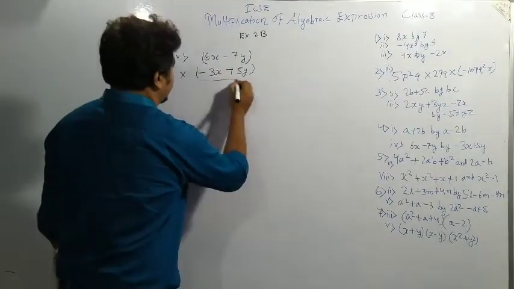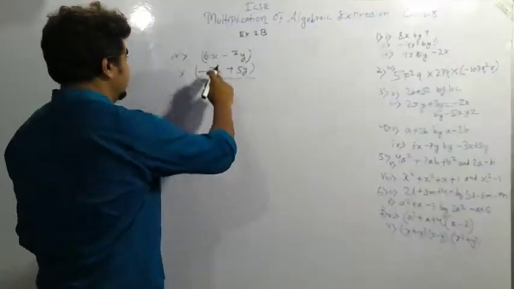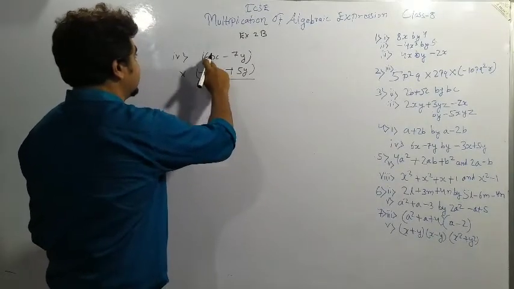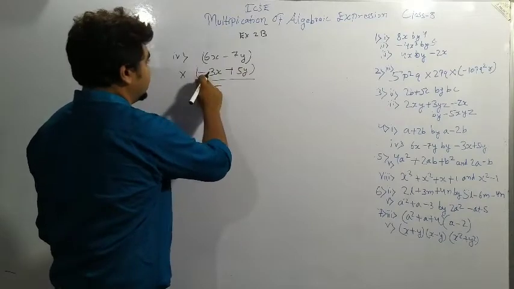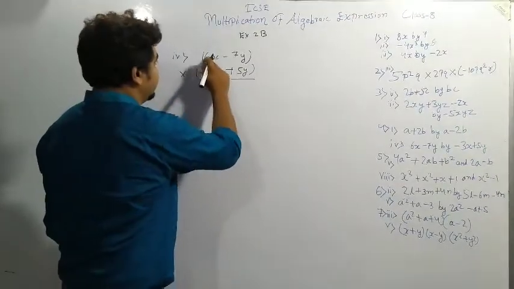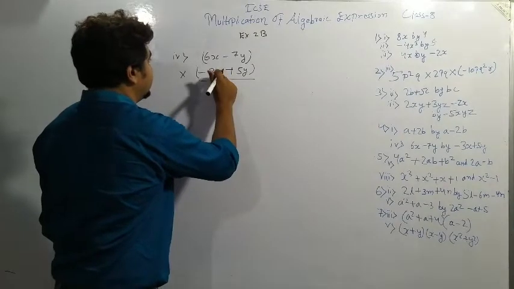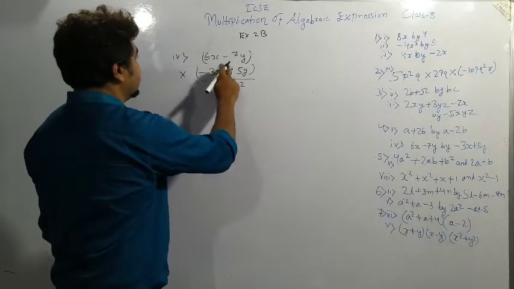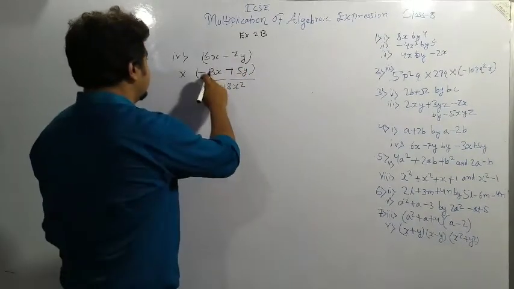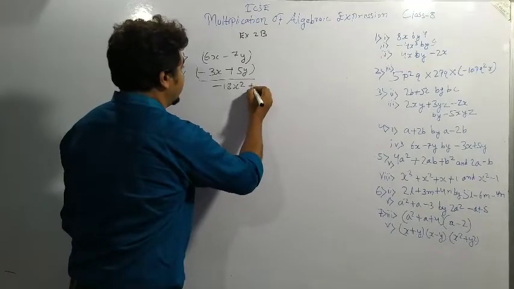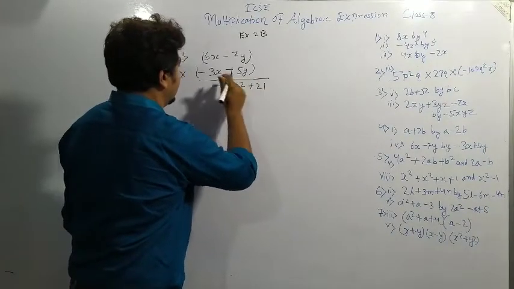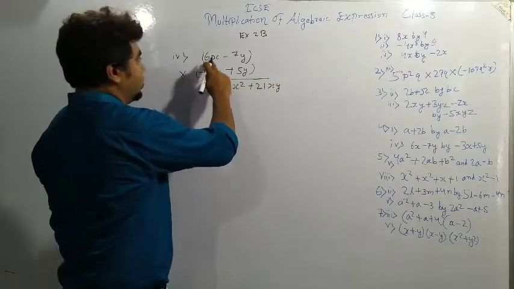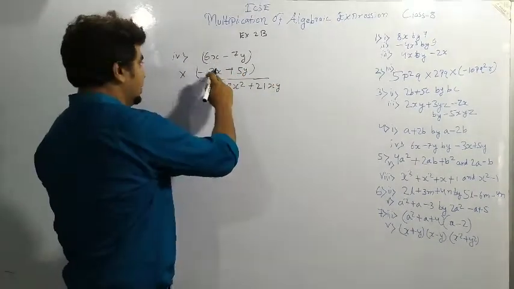So in this method, we have to see that minus 3x will be multiplied with 6x first. 3 into 6 is, first of all, minus sign, minus into plus is minus. 3 into 6 is 18. x into x is x square. Now minus 3x into minus 7y. Minus 3 into minus 7 will become plus 21. And x into y is xy. So we have multiplied both the terms of the numerator with this term.